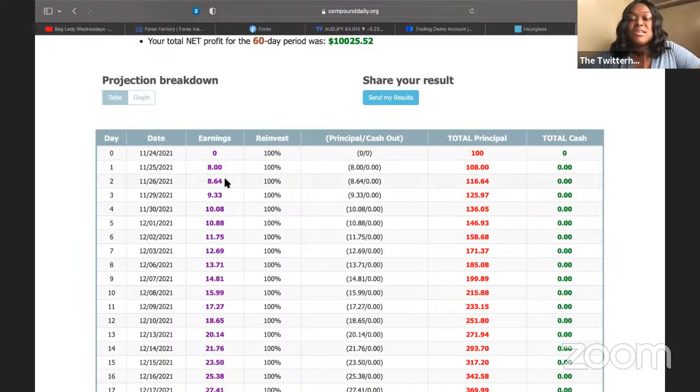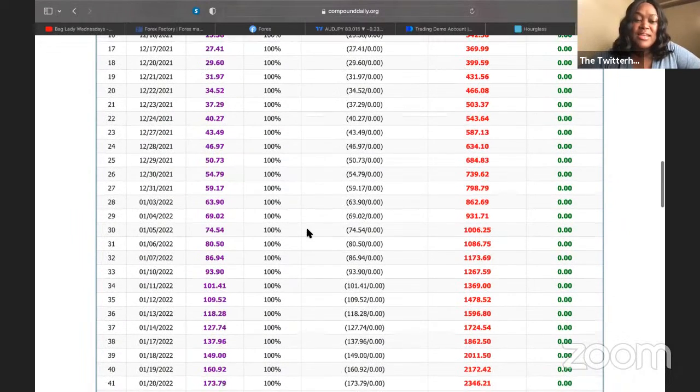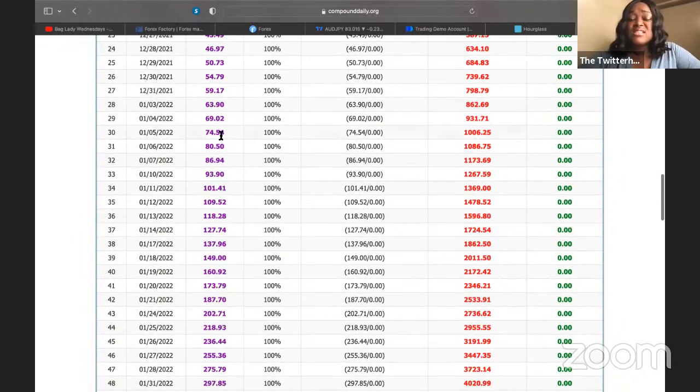Day two, 8% of $108, because we reinvest everything, is $8.64. And so on and so on. You find that by day 30, 8% is $74.54. So that's a lot better than $8, right? Because I know a lot of people were looking and saying, $8, people learning to trade to make $8.